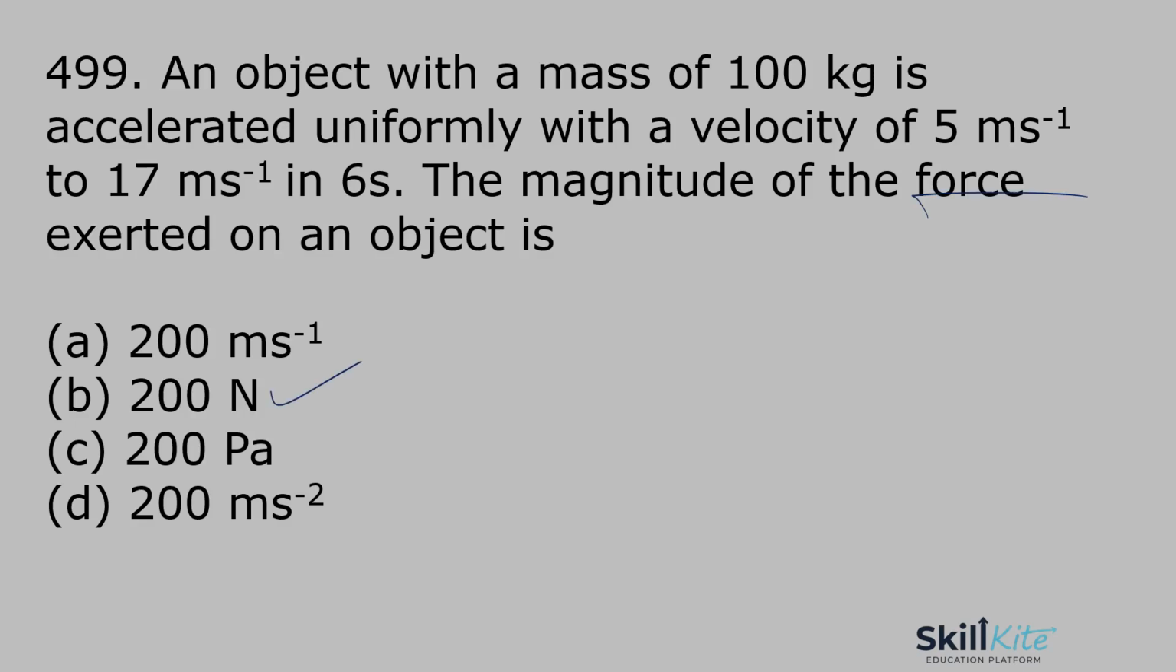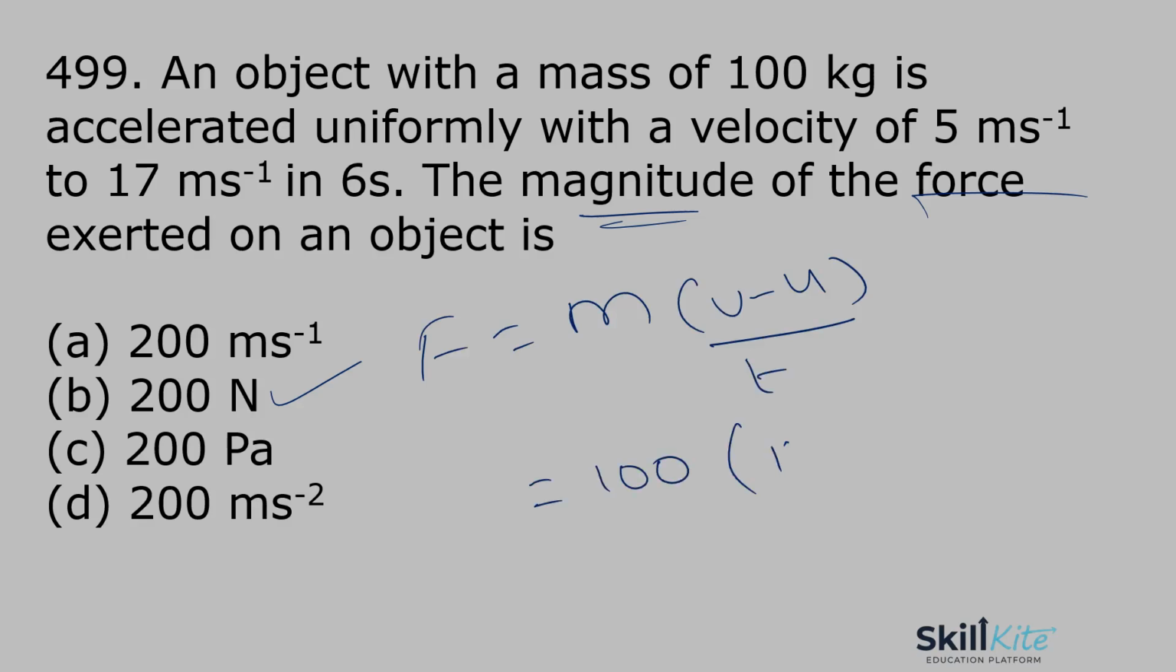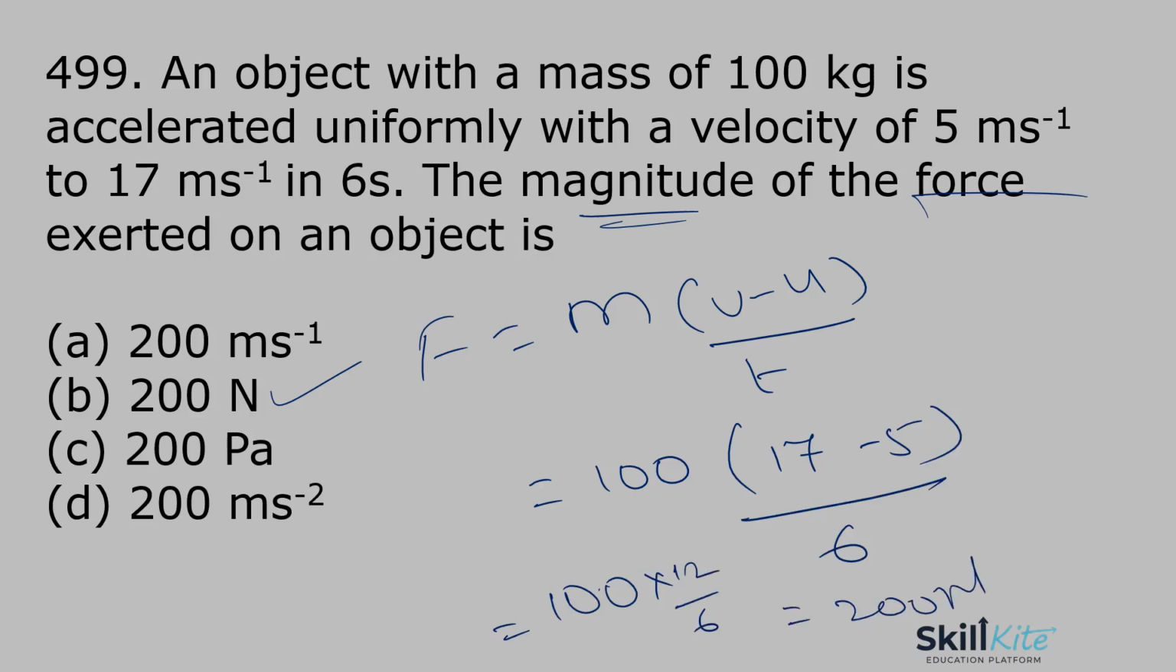An object with a mass of 100 kg is accelerated uniformly from a velocity of 5 meter per second to 17 meter per second in 6 seconds. The magnitude of the force exerted on the object. So F equals to m into v minus u by t కదా. So mass here is 100, 17 minus 5 by 6. So 100 into 12 by 6, that is equals to 200 newtons. ఆల్రెడీ ప్రీవియస్ గా డిస్కస్ చేసాం కదా. సో మనకి ఫోర్స్ యూనిట్ ఏంటంటే న్యూటన్, రైట్? సో ఆప్షన్ బి ఓన్లీ రైట్ ఫర్ దిస్ క్వశ్చన్.